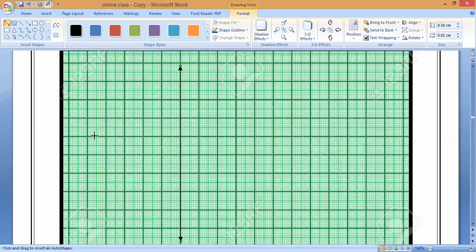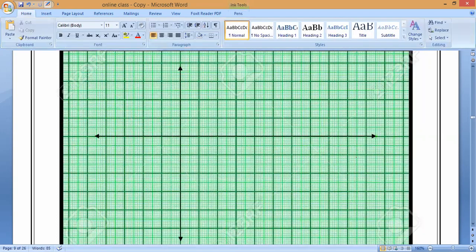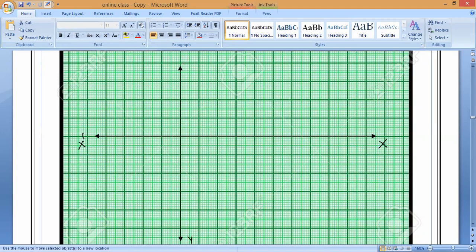You don't need to wait for me, you can draw yourself. Tell the values. Can I take x equals 1 unit, y equals 1 unit? Yes, sir. Okay. Maximum 5. Yes, sir. Okay, then again we have to take.